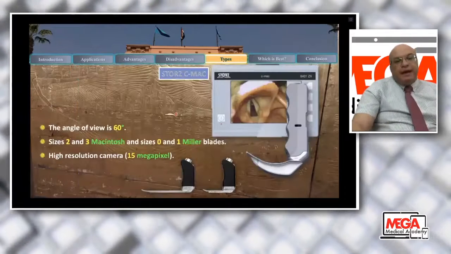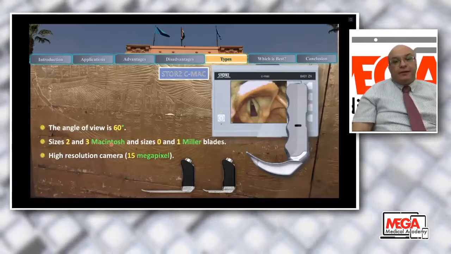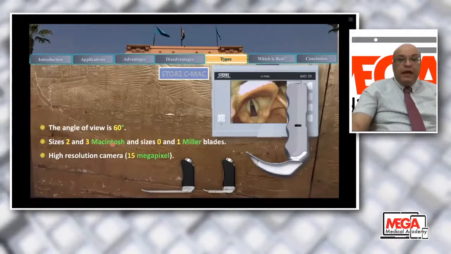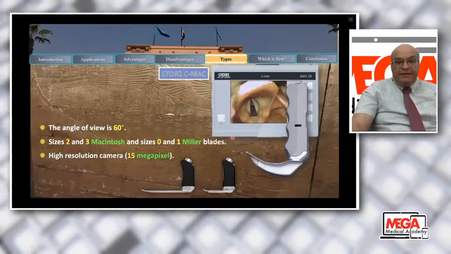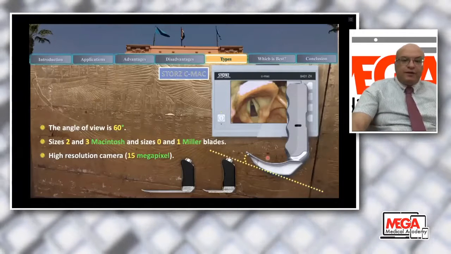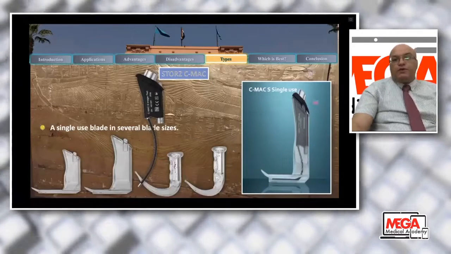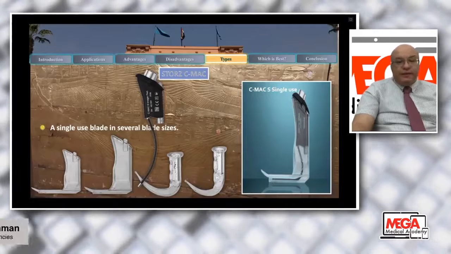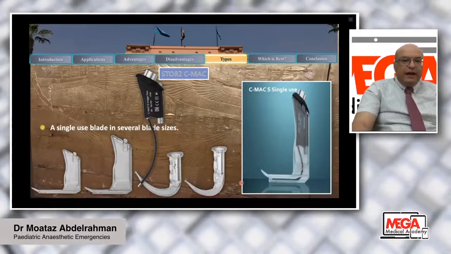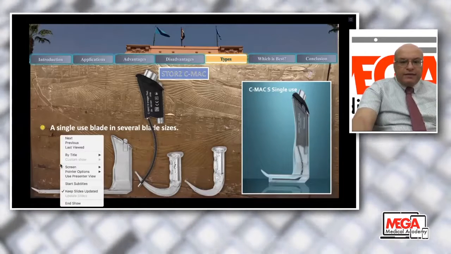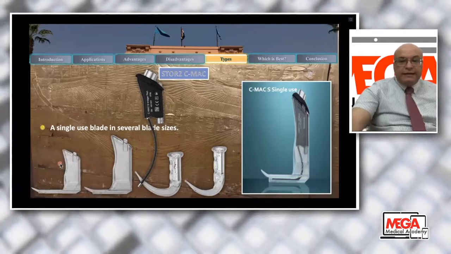Storz's CMAC is 60 degrees, and it is also available in Macintosh curved blade 2 and 3 and straight Miller 0 and 1. There is a very high resolution camera with 15 megapixels. It is available in straight and curved blade, as I told you. The angle is 60 degrees. Here is the angle. Also, Storz introduced a single-use blade with a fiber optic reusable cable and disposable blade, both curved and straight. It's a single-use CMAC S. Here is the angle, 60 degrees as well.